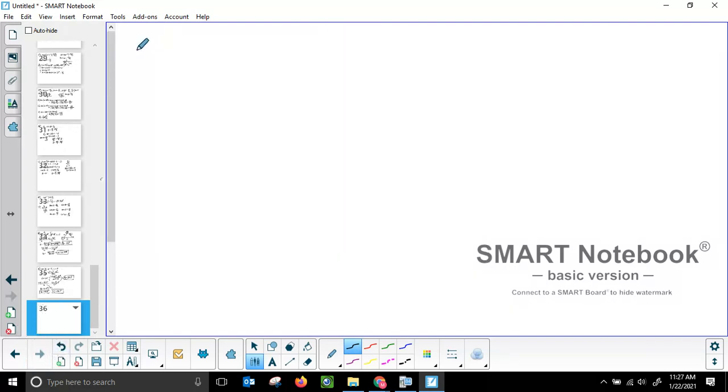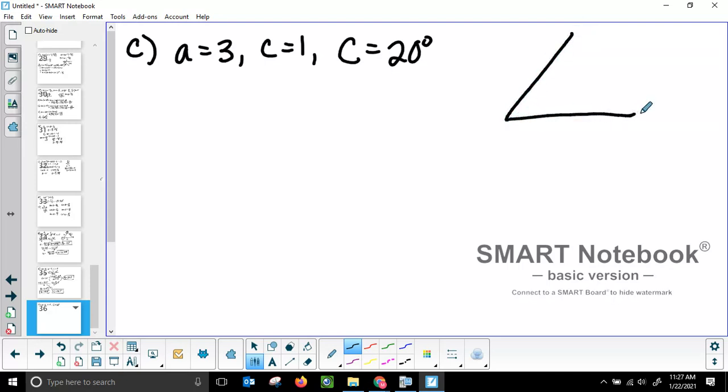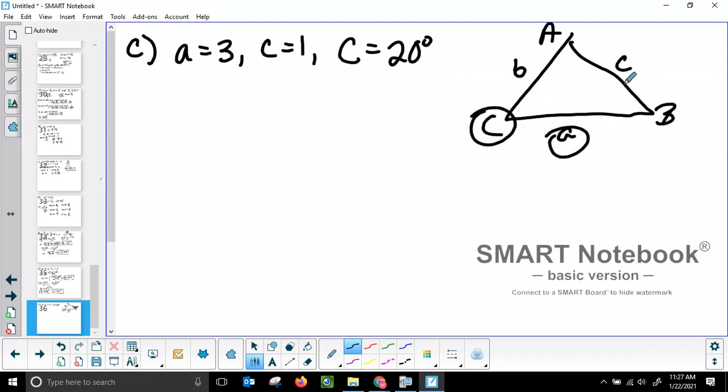All right, letter C. We have A is equal to 3, C is equal to 1, and gamma, which is the same as angle C, is equal to 20 degrees. So again, we can check what case we have here. We have A, C, and C, so we have angle side side or side side angle. That's going to be our ambiguous case.